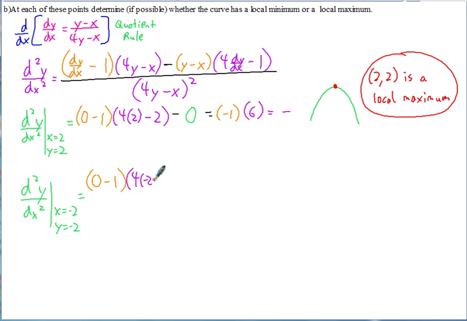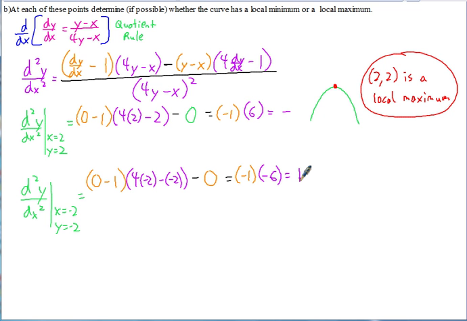4 times negative 2, minus negative 2. Minus, again, when you plug in the same thing, y minus x, that's just going to be 0, negative 2 minus negative 2. So that wipes that whole term out there. And again, we don't have to worry about the denominator changing the sign because it's squared, so that would make it always positive. So here we've got a negative 1 times, that's a negative 8 plus 2, so that's negative 6.